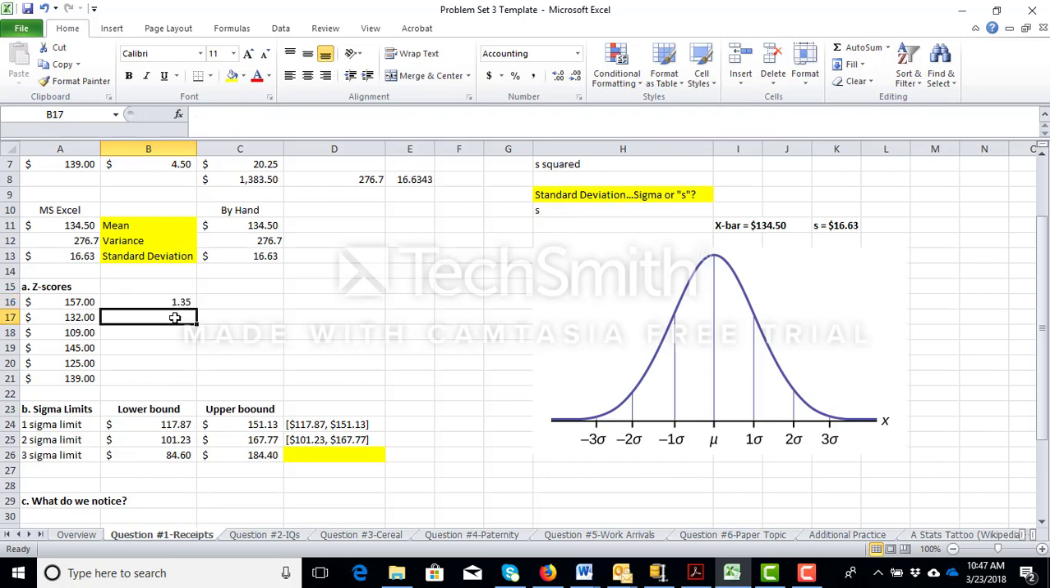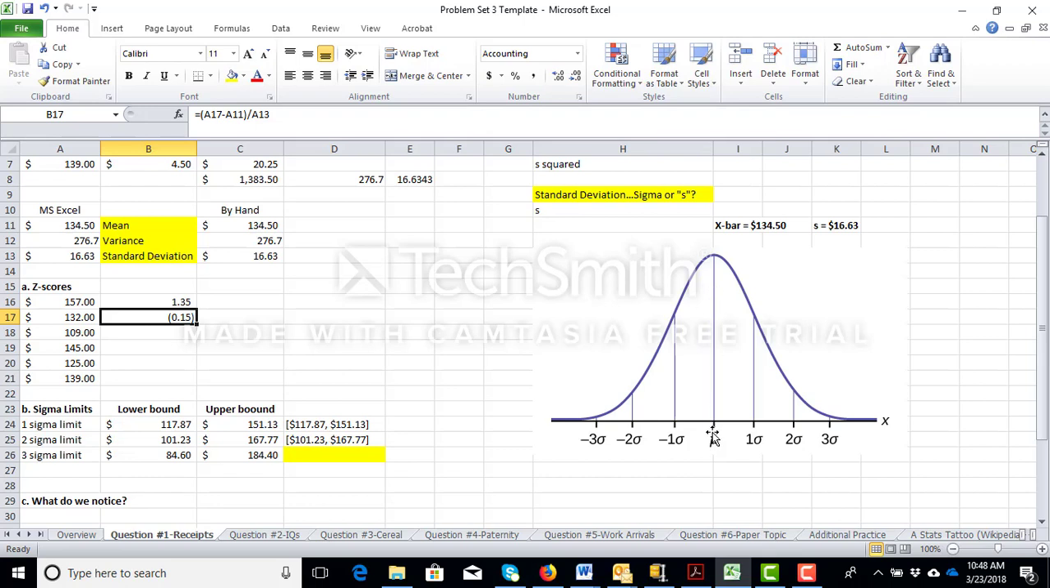Let's look at the next receipt, $132. This is below the mean, just a smidge below the mean. How far below the mean is it? Well, we say equals $132 receipt minus the average, which is 134.50, divided by the standard deviation. This computation tells us it's minus 0.15, or 0.15 standard deviations below the mean. You see where I have the cursor for the graph? It's just a little bit below the average value.